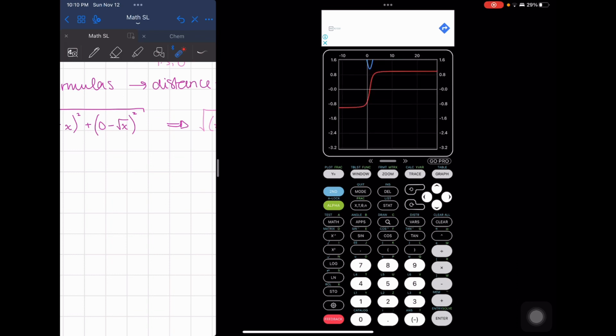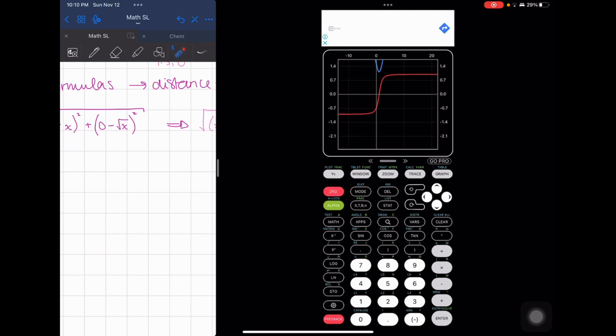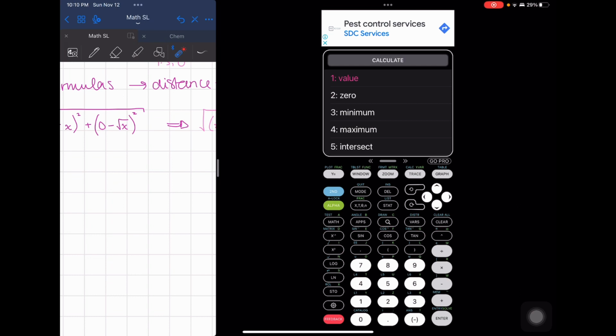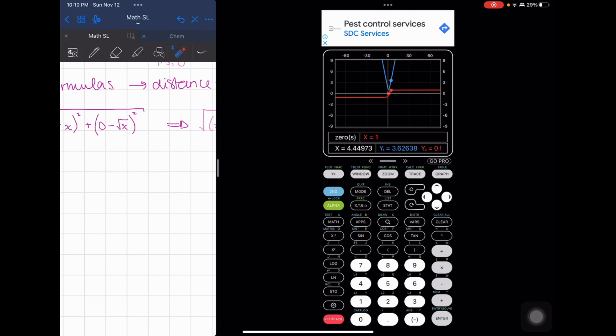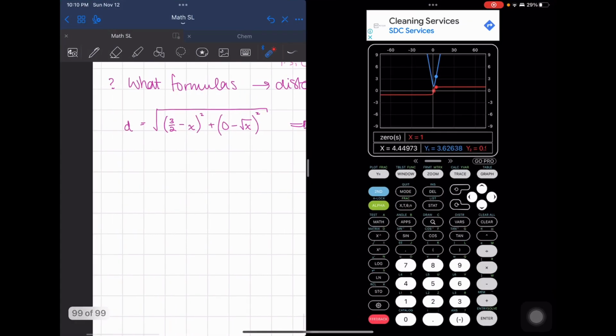Graph. So now we're going to look at the 0 of our function. So let's go to trace. We're going to find our 0. We want to find the left bound. So we're going to take our right bound. And we have the 0 is 1. So our point is, writing the wrong thing. The point that is the minimum distance is 1, 0.